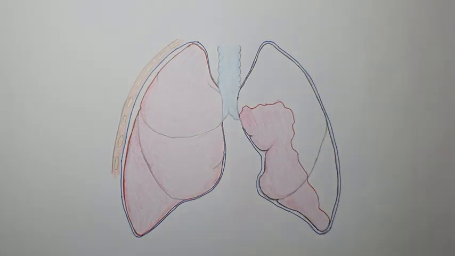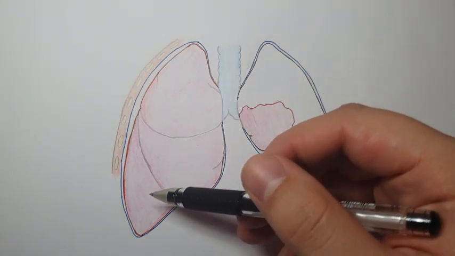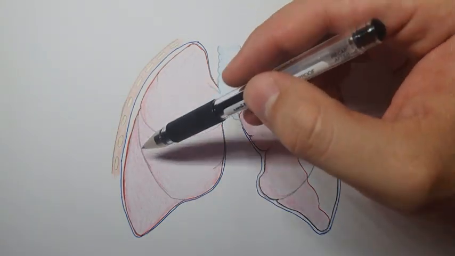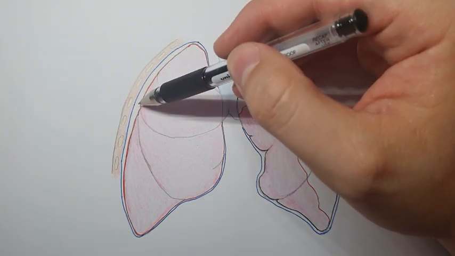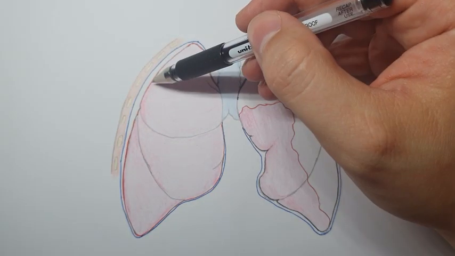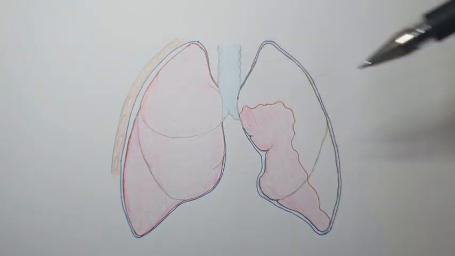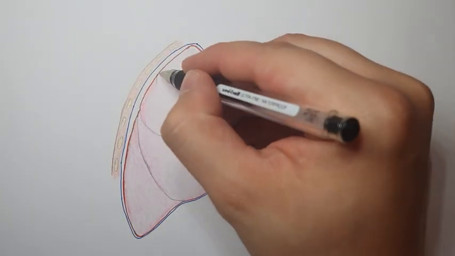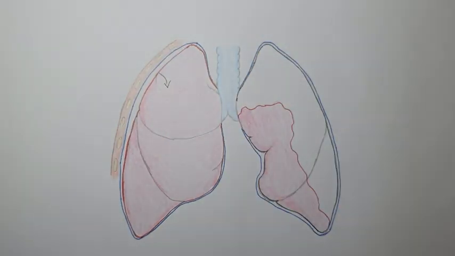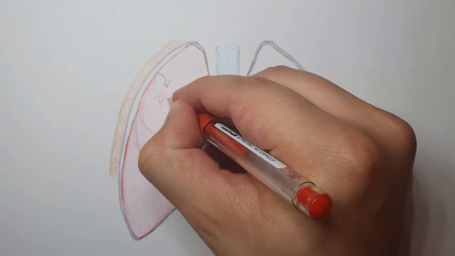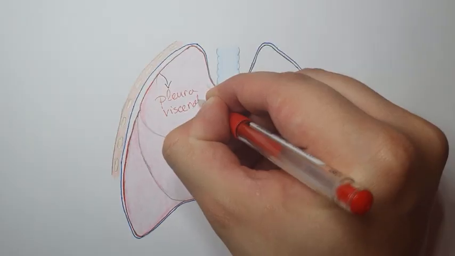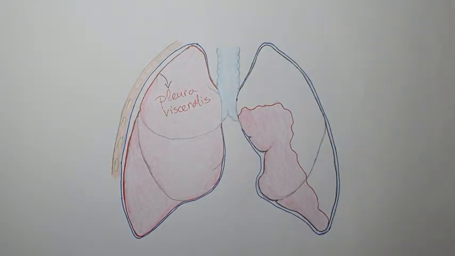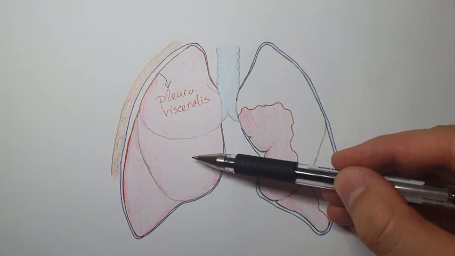The whole lung has a lining on it. It is lining the whole of the lung, and this lining is called the visceral pleura. In Latin, this lining is called pleura visceralis. So that is the Latin anatomical name for the visceral pleura that is lining the whole lung.